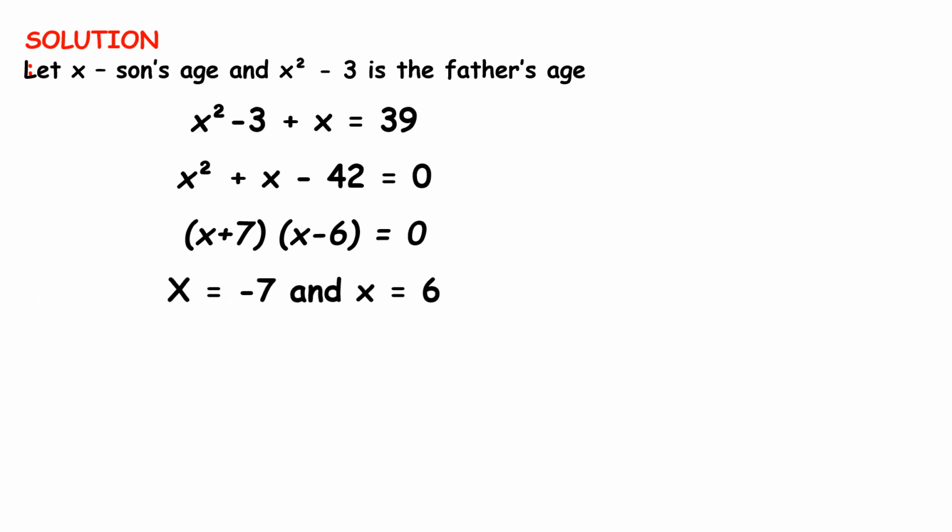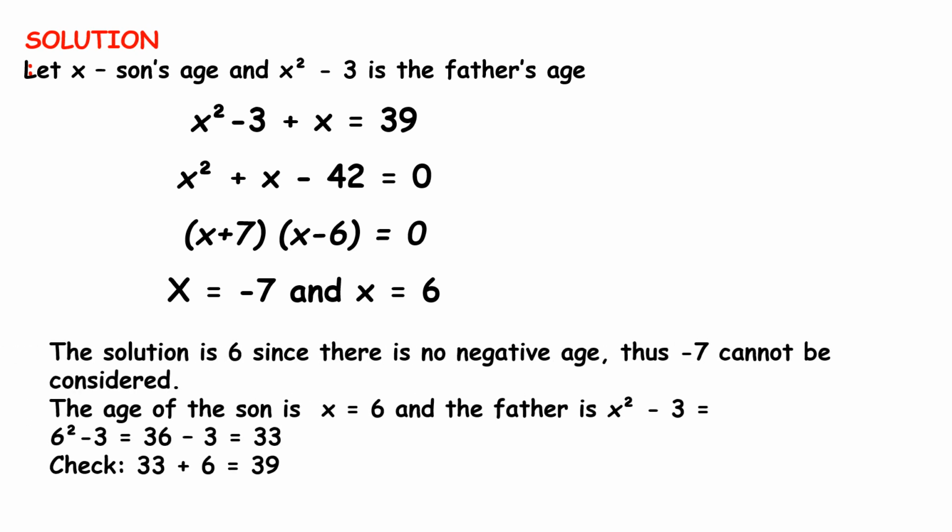Or just simply say x is equal to negative 7 and x is equal to 6. So, negative 7 is not a reasonable answer because there is no negative age. So, therefore, the value of x is 6. So, x is the son's age. Therefore, the age of the son is 6 years old. And the father's age, of course, since we have x squared minus 3, we substitute the value we got for x, which is 6. So, 6 squared minus 3, this will give you 36. Minus 3 will give you 33.